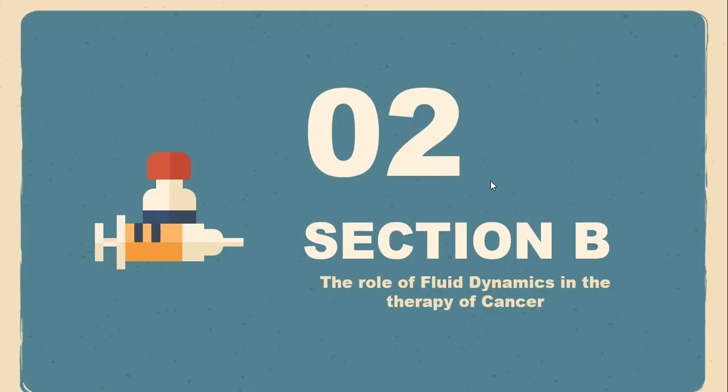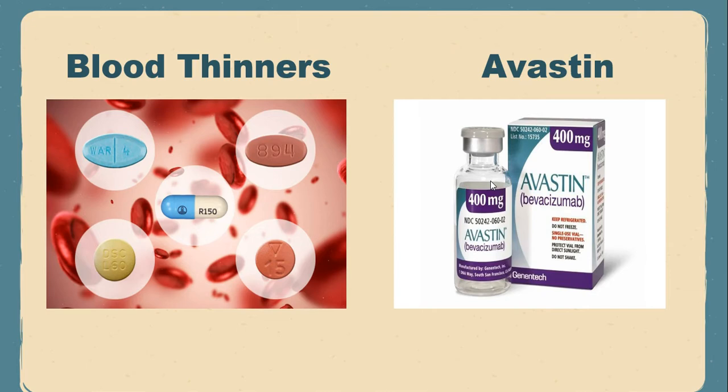For the second part, the role of fluid dynamics in the therapy of cancer. We can see two types of pills, or let me say medicine, in this slide. First is blood thinners, that's used for people who have cancer, and the most applicable medicine for the people who have cancer, Avastin.